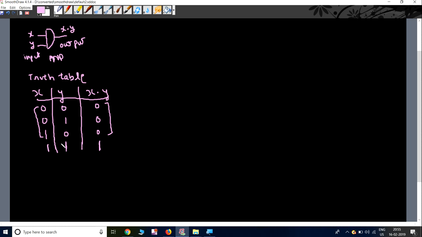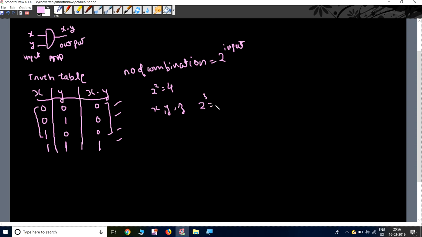The next question that might arise in your mind is, why do we have only four combinations? Why not five or three? The reason is there is one formula: the number of combinations is equal to 2 to the power of the number of inputs. Since we have just two inputs x and y, 2 to the power 2 is 4. So we have these four combinations. If you have three inputs x, y and z, the number of possible combinations would be 2 to the power 3, which is 8.